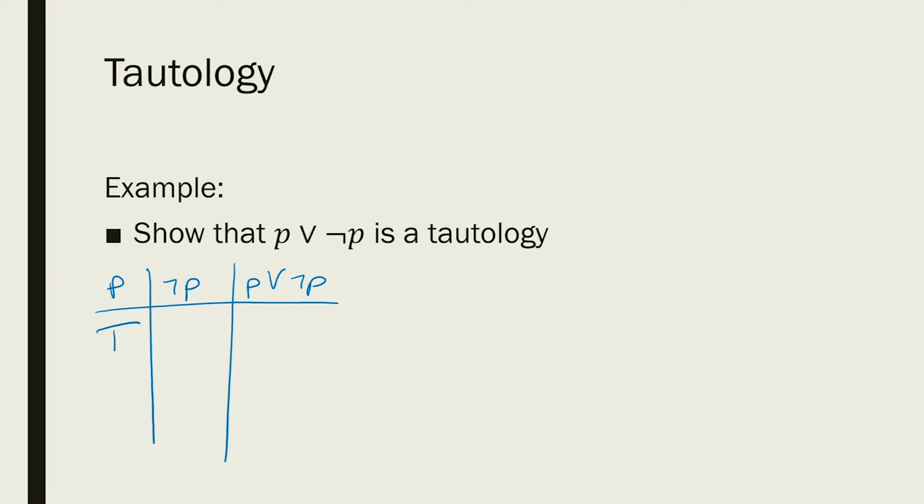P can either take the truth value true or false. Its negation takes the opposite value, false or true. The disjunction is true if we have at least one truth value that is true. So here in both cases, we have one truth value that is true. The last column only has the truth value true, so this is a tautology.